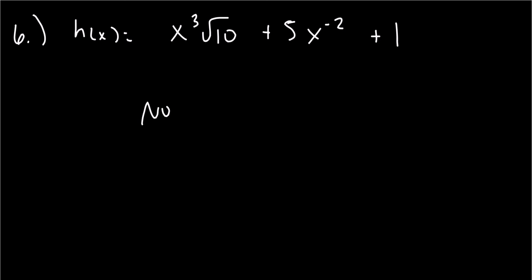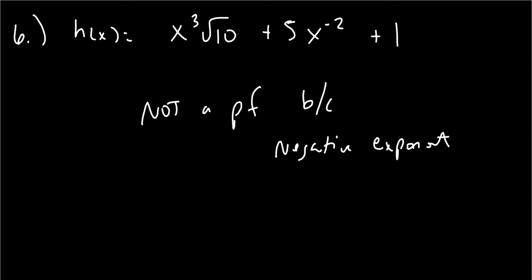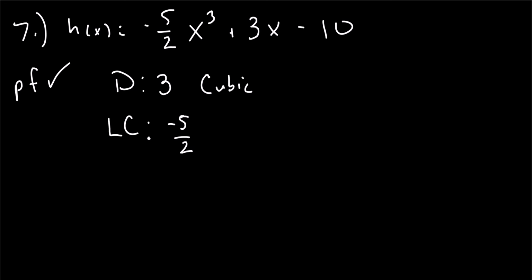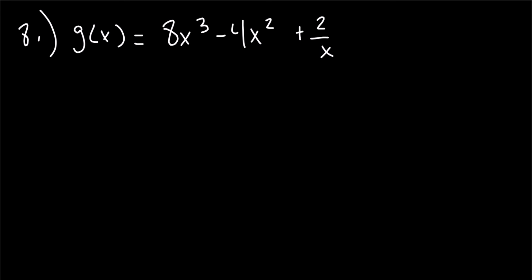Alright, number 6, not a polynomial function because negative exponent. Alright, so that's why. Alright, number 7 is a polynomial function. The degree is 3, which makes it a cubic. The leading coefficient is negative 5/2. You're allowed to have a fraction as long as there's not a letter in the bottom of it. It's not. And it's already in standard form because the biggest exponent is written first, then the next biggest, then no exponent. Alright, that's it for 7.